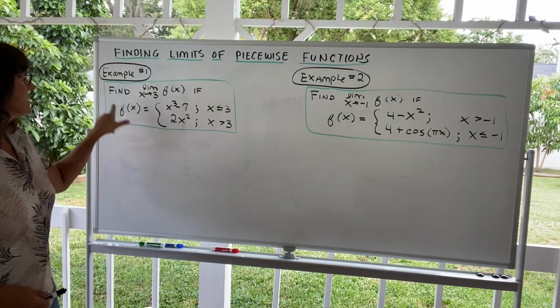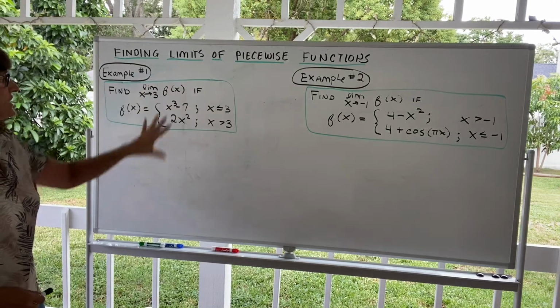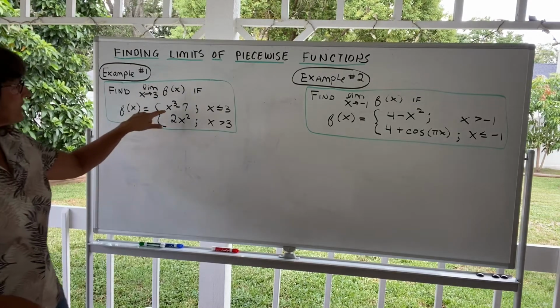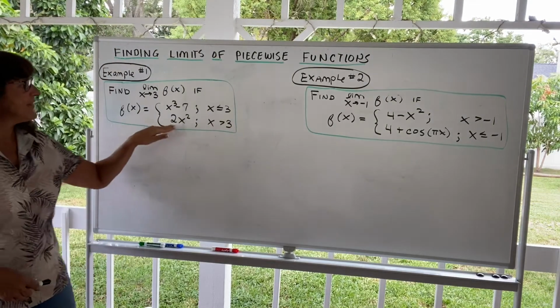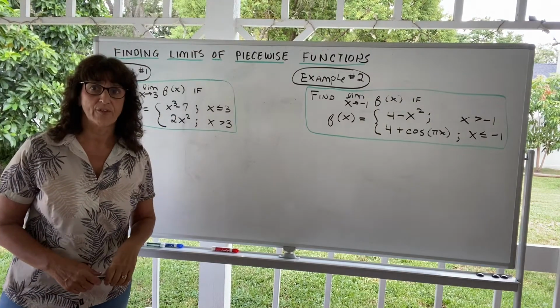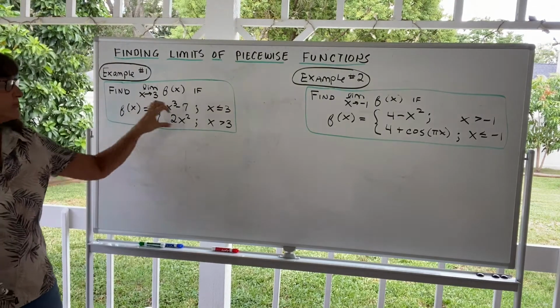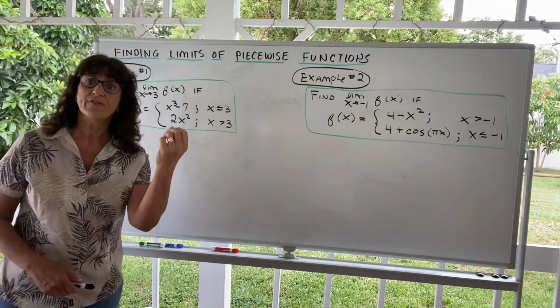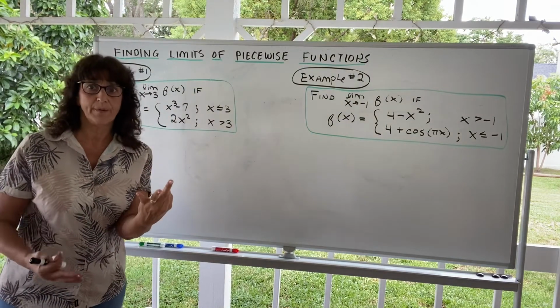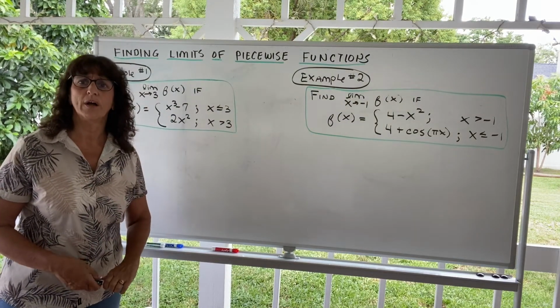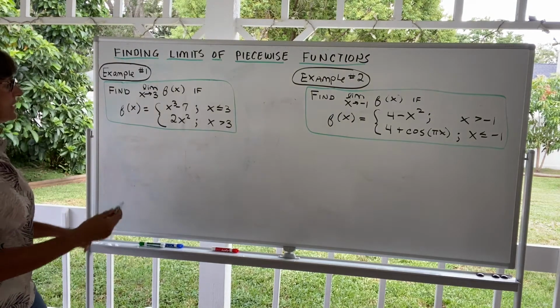So we want to take the limit as x approaches 3 of our function. In our piecewise function here, we're given x cubed minus 7 for all the x values less than or equal to 3, and then 2x squared for the x values greater than 3. This is a piecewise function because it's given to us in pieces. When you find the limit of a piecewise function, your one limit problem just became 3 parts. It's like 3 problems in one because you have to evaluate each piece separately.